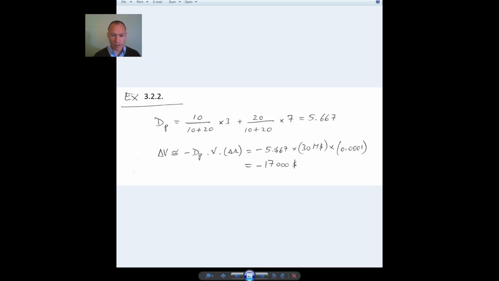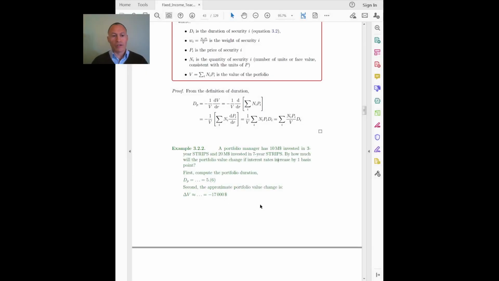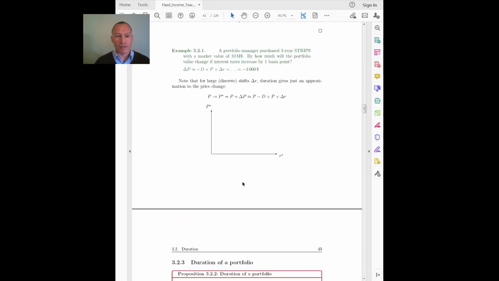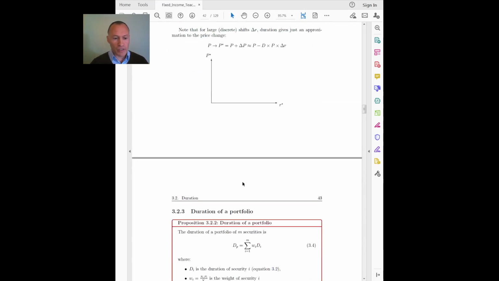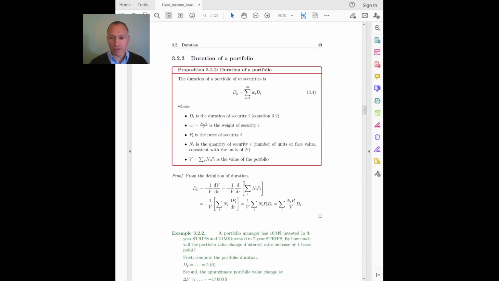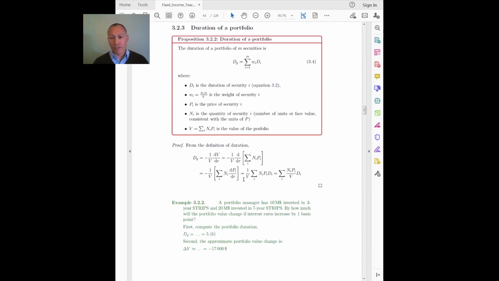This is just to understand the duration formula. But the point is, at this moment we have these two rules. The duration of a zero coupon bond is the time until maturity. The duration of a portfolio is the weighted average of the individual durations. And with these two rules we can compute the duration of anything under the sun. We'll do the applications in the next video.